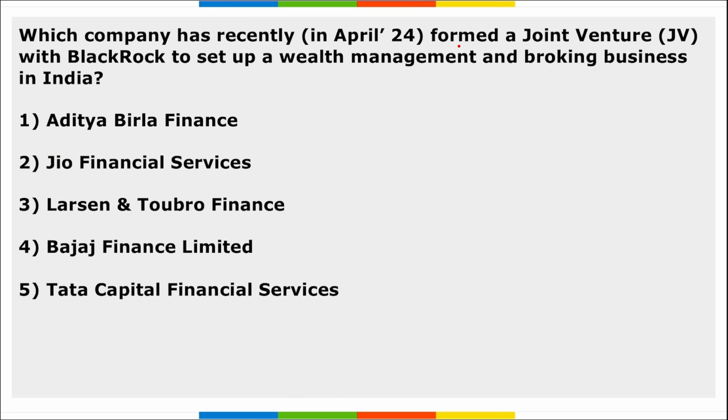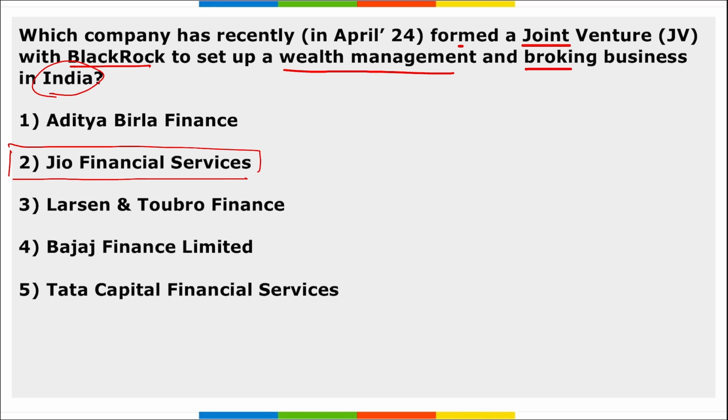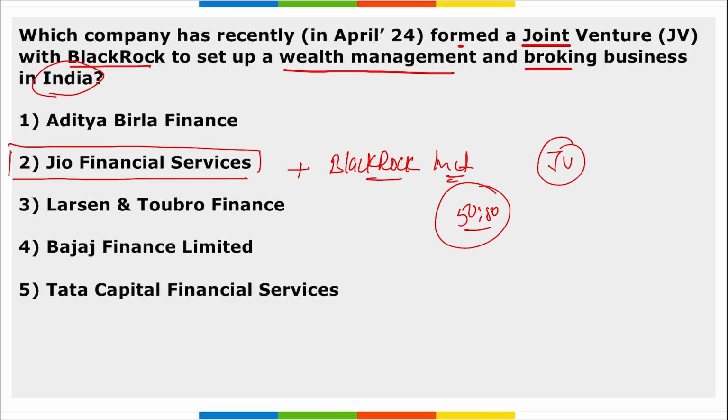Next, which company has recently formed a joint venture with BlackRock to set up a wealth management and broking business in India? It is Jio Financial Services Limited. Right? It is Jio. They have partnered with BlackRock Incorporation, and they have signed a joint venture. This is a 50-50 joint venture, and it is basically for wealth management and broking businesses in India.